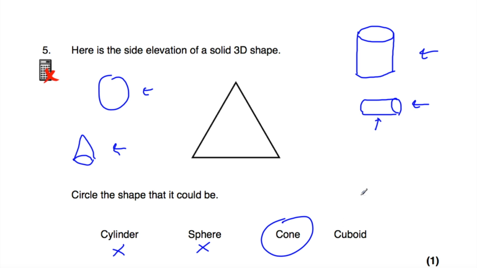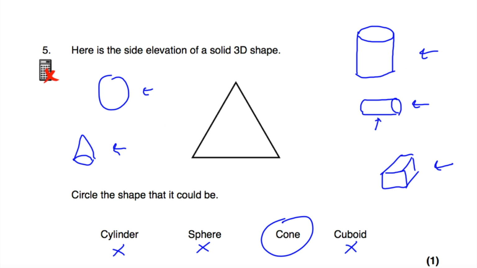And finally, a cuboid. If you do a little sketch of a cuboid, and you look at the side elevation, what would you see? Well, it could be a rectangle or a square, but it's not going to be a triangle, so it's not a cuboid, and that's it. So a cone, if you look at the cone for the side elevation, would be a triangle, and that's it.